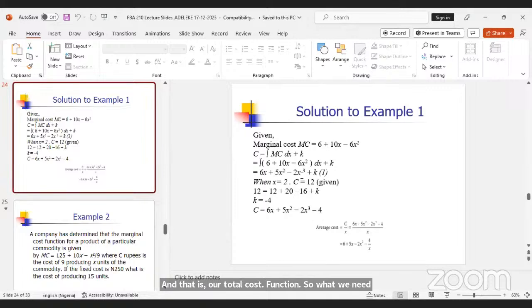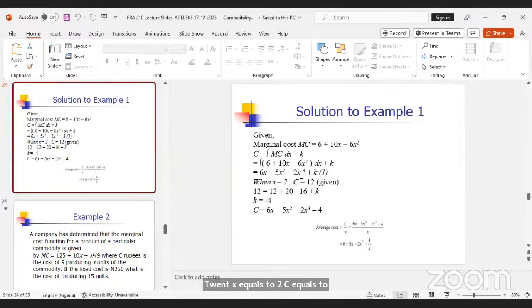But we need extra information for us to get the value of our k. Okay, what is the value of our k? So we shall make use of the extra information to get the value of our k. So what's the information given? Remember, we were told that a pair of shoe costs 12. And we all know what a pair is. It simply means when x equals to 2. So when x equals to 2, c equals to 12.